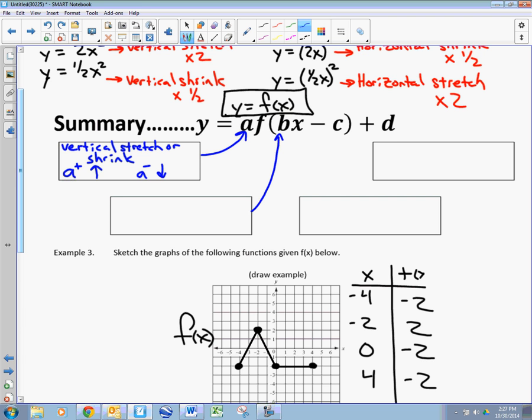Now, let's look at this b value right there. Is that on the outside or inside? Inside. So is that horizontal or vertical? Horizontal stretch or shrink by a factor of 1 over b. It's the reciprocal that happens.